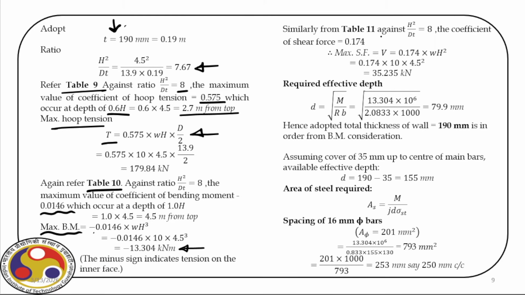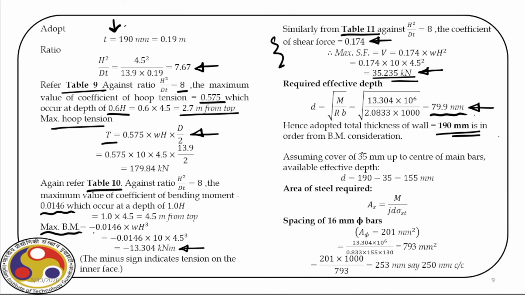Now we can also find out the maximum shear force. As you can see here, the maximum value of shear force, again from table 11 we get the coefficient of 0.174. So the maximum value of shear force is 35.235 kilonewton. So let us first find out the effective depth from the bending moment, and effective depth required is 79.9 millimeter. We have already provided 190 millimeter, so that is sufficient.